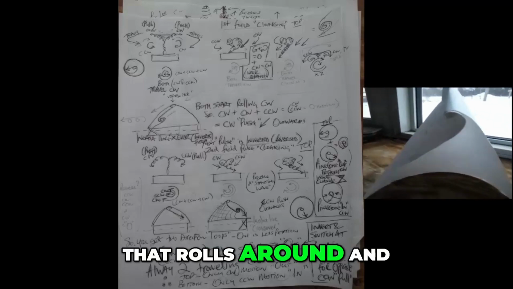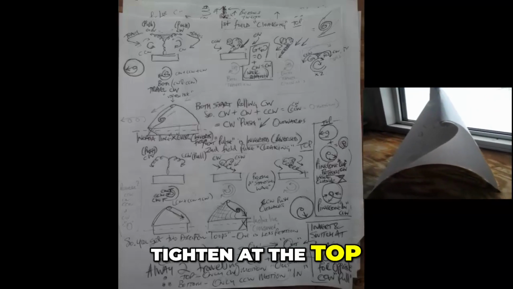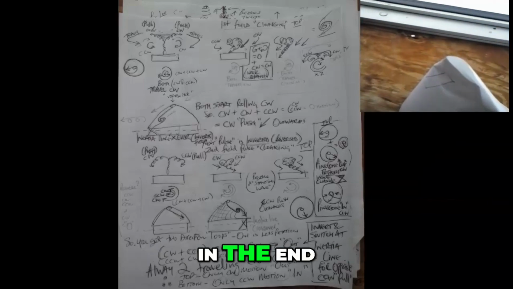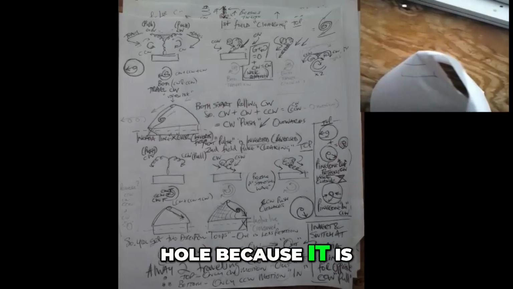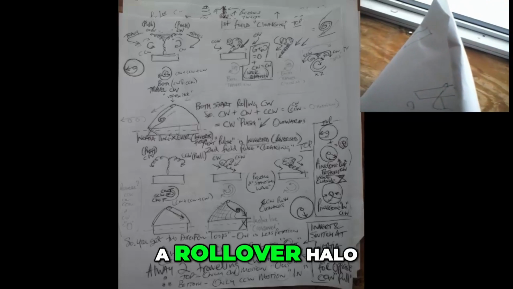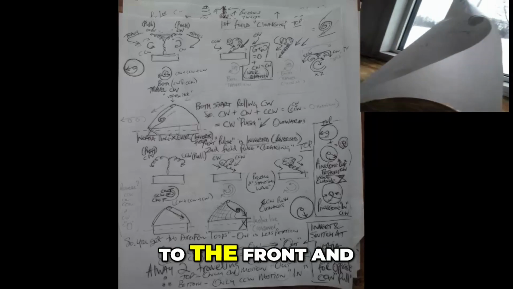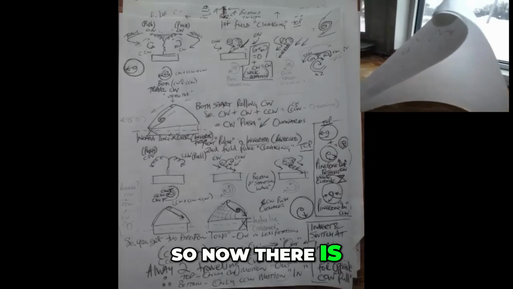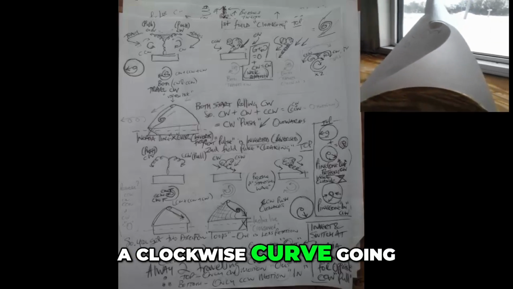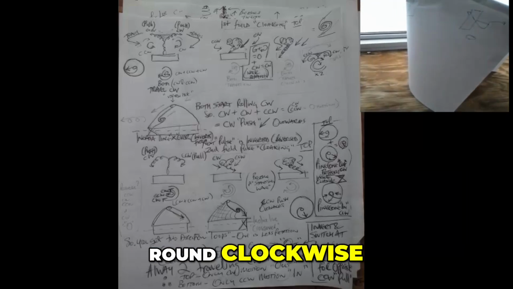That rolls around, and all it does is tighten at the top, so you would probably get a spiral there in the end. But that is a hole because it is a rollover halo wave which came around to the front and rolled around. So now there is a clockwise curve going round clockwise.